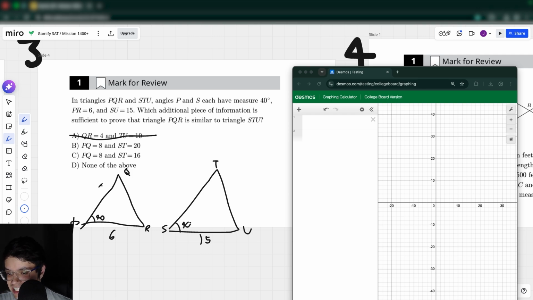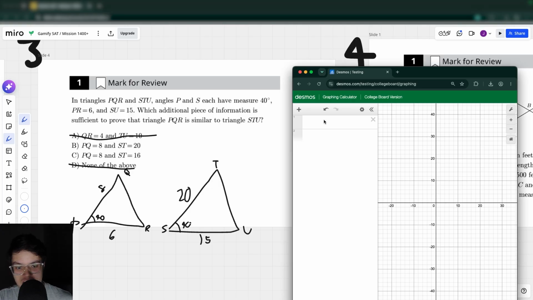PQ is equal to 8, it says, and then ST would be equal to 20. That seems pretty good, but you can also see here that C says the exact same thing, PQ and ST. And also probably not none of the above because we do have enough information here. So it has to be between B or C. The way we can decide between these is just thinking to ourselves about the ratios. It says here 6 divided by 15, which is 0.4. So we have to have a measurement where it would also equal 0.4.